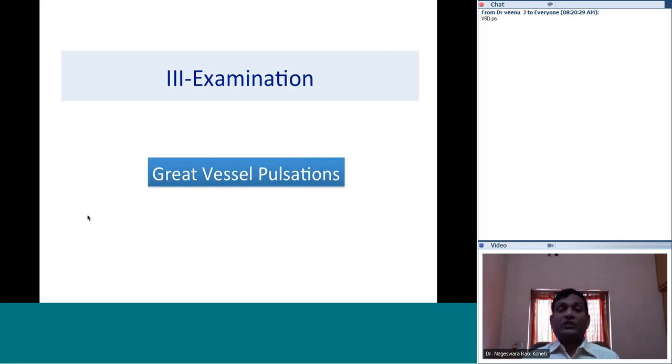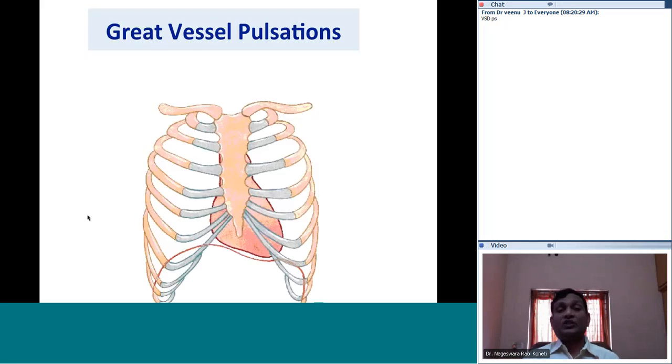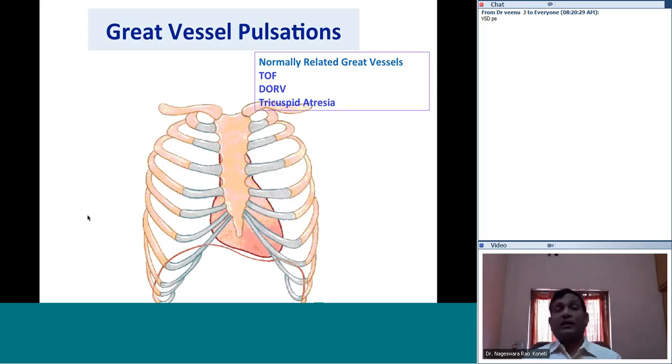So examination of ventricles is step 2, great vessels. How do you identify great vessel pulsation? These patients generally have a quiet precordium. Rarely you may see a normal pulsation because the pulmonary artery is small and the aorta is getting more blood. So when you think of normally related great vessels, keep in mind either tetralogy of Fallot, double outlet right ventricle VSD PS, or tricuspid atresia VSD PS with normally related great vessels.